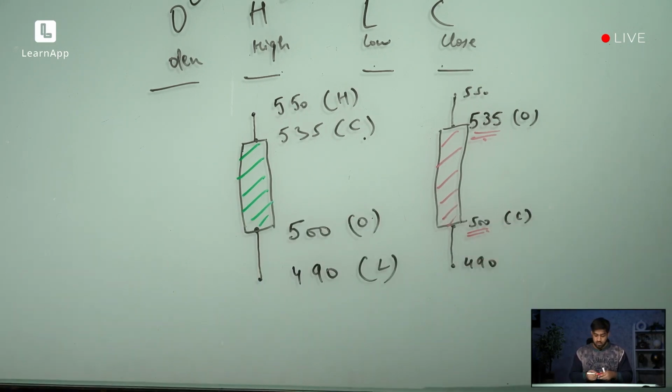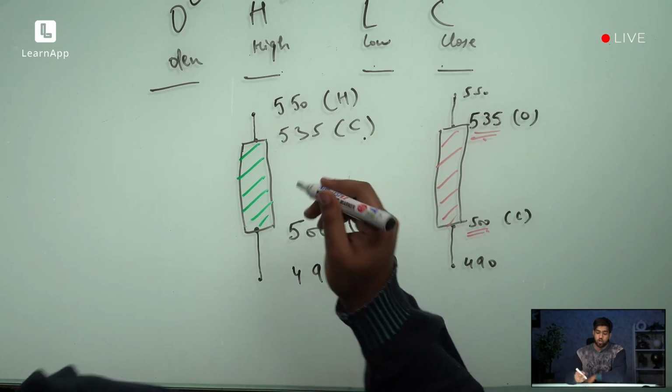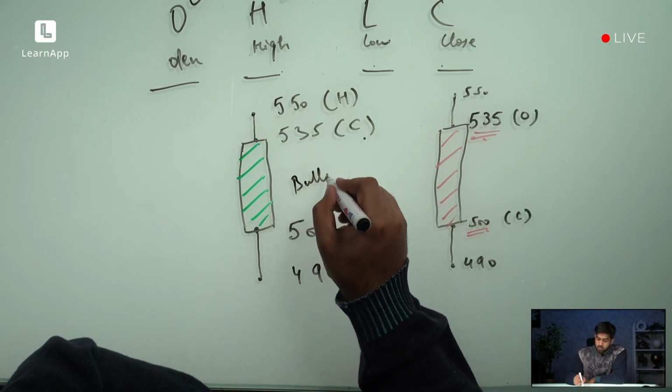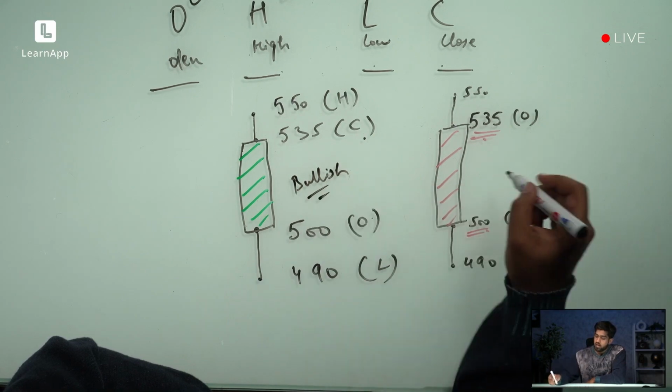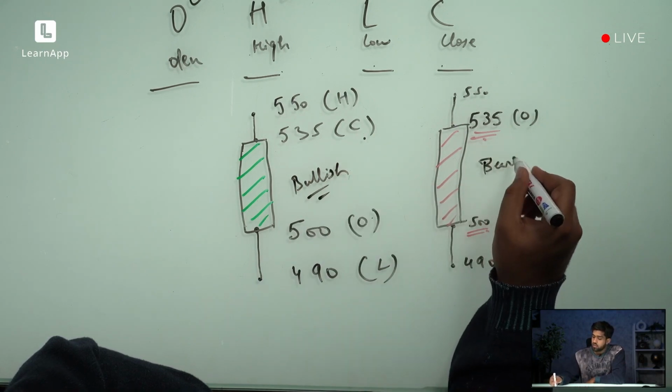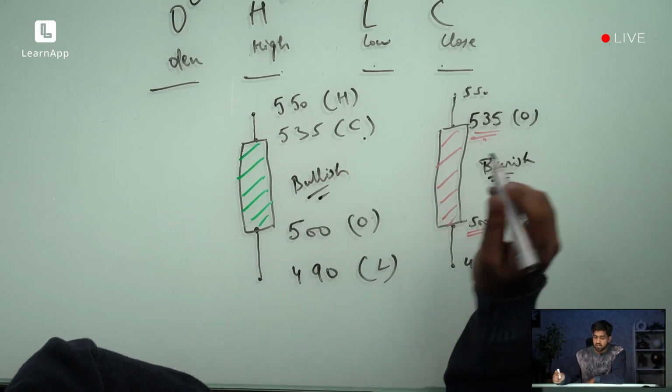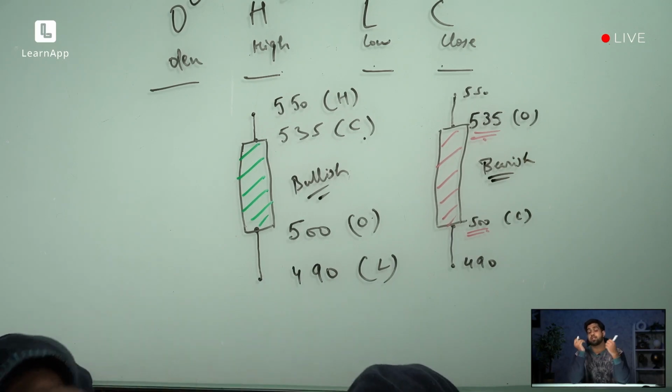Okay. This is also known as a bullish candlestick, and this is the bearish candlestick. Bull means the prices were pushed upwards. Bear means the prices were pushed downwards.